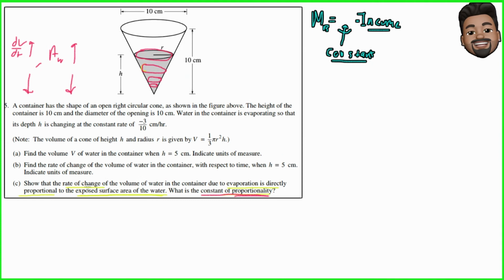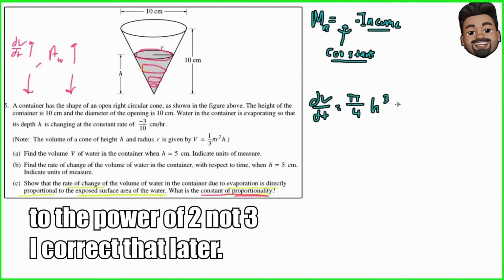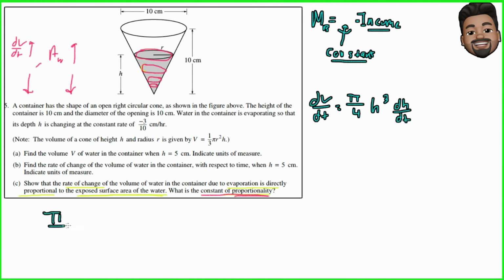Well, here's the good news. Show that the rate of change of the volume of the water, we already got that. dV over dt is equal to, we literally got this already, pi over 4 h to the power of 3 dH over dt. Now, it wants this to be directly proportional, so technically you want this equal to some constant of proportionality. So this is going to be some constant, I'll put A for now, times the area of a circle.